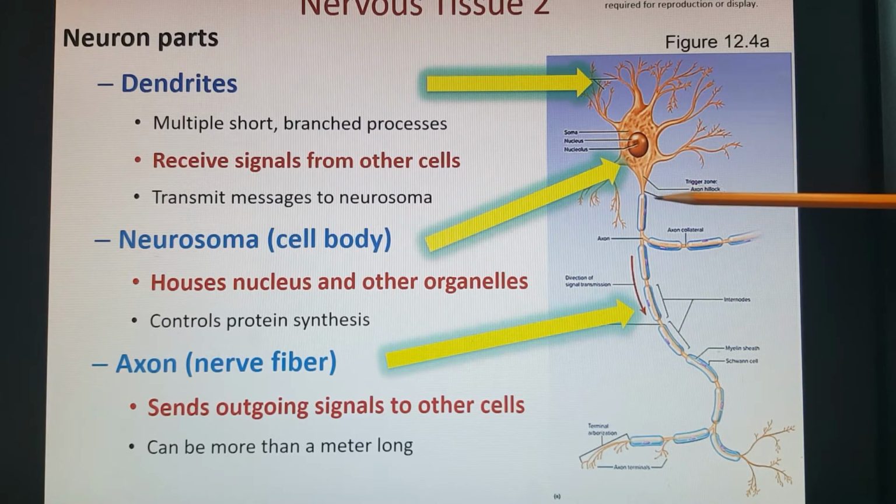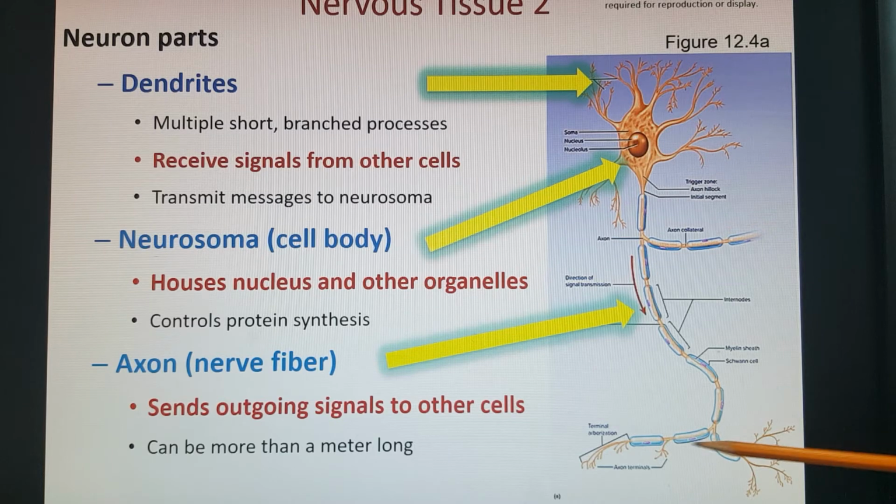Okay, next part is the axon. That's going to send the signal to the target cells for whatever function needs to happen, either a gland to release a product or a muscle cell or just another neuron.